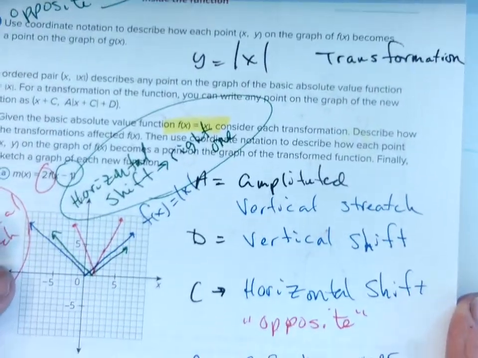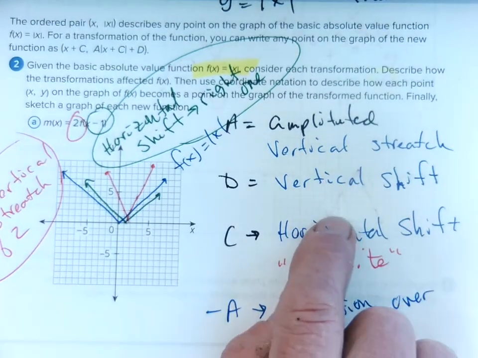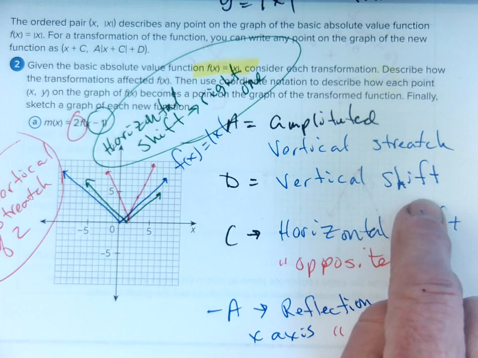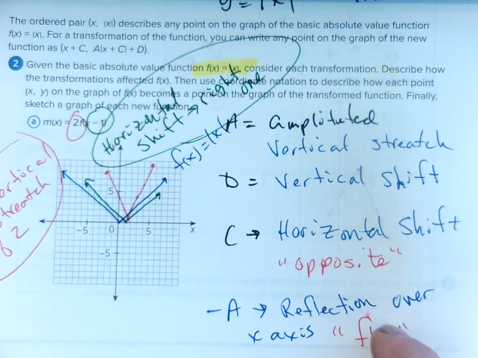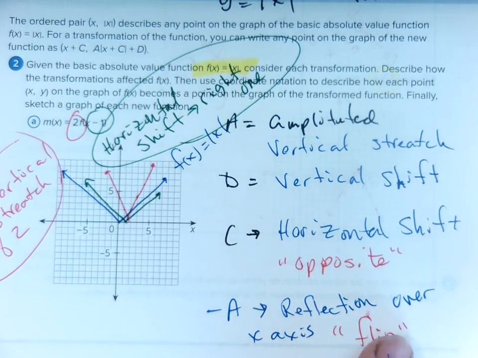So I wrote that down in our notes, that A is the amplitude or vertical stretch. And D is a vertical shift. C is a horizontal shift, and always the opposite. And if it's a negative A, it's a reflection over the x-axis, or it's a flip.